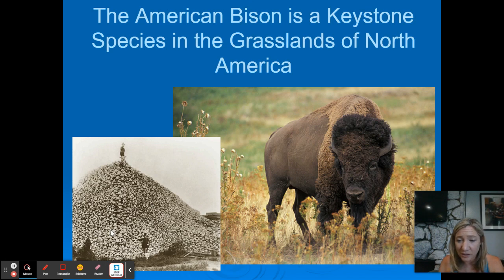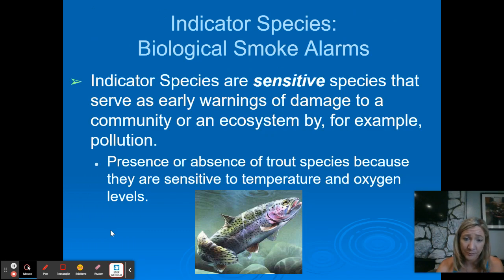So they're not in the numbers that they used to be, and they kept the grasslands in check and kept the grasslands healthy. And without the bison, the grasslands have taken a hit in terms of its ecosystem balance for sure.